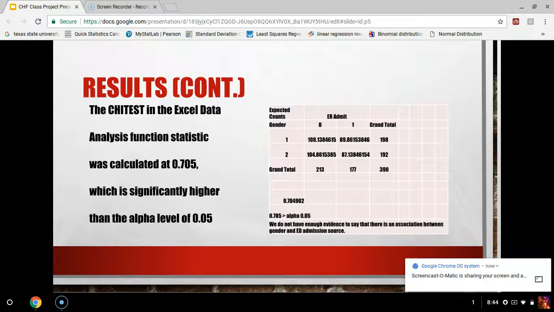Here's the chi-square test that we ran, and we did it in Excel using the chi-test analysis function, and it was calculated at 0.705, which is significantly higher than the alpha level of 0.05.